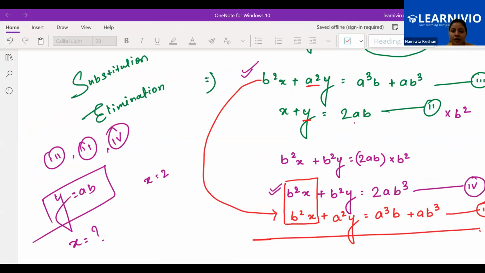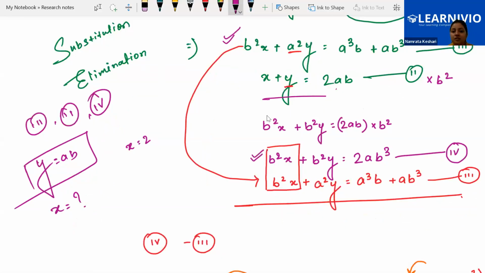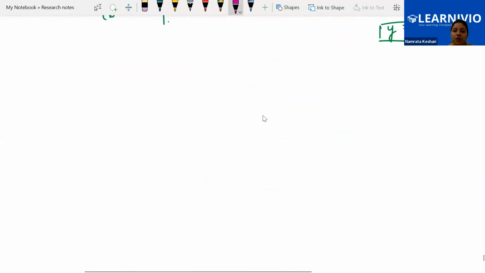Let me check. I'm going to use equation number 2 because this looks quite simple. Equation number 2 is x plus y is equal to 2AB. Are you sure, Harshit and Ziana, that you will be getting only 2? Please check it by using this equation. Do you want to check it? Yes, ma'am. Please check it.